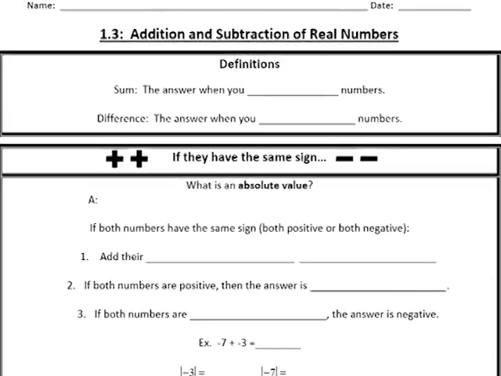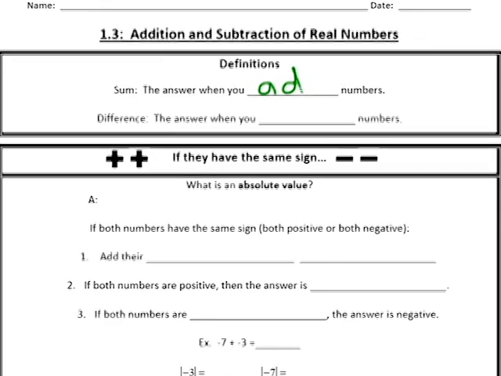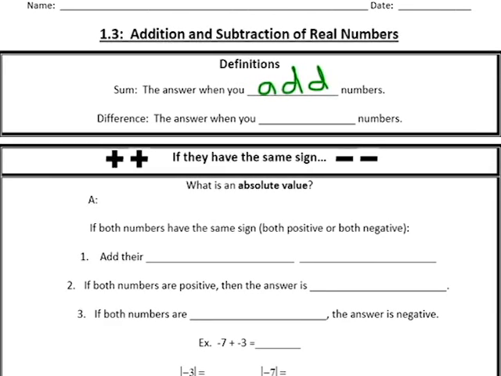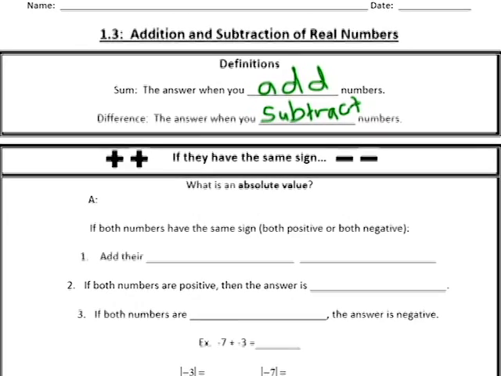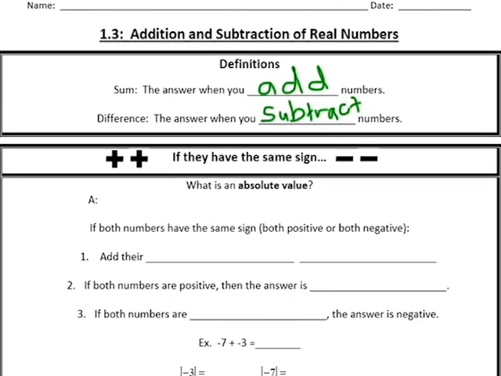Welcome back. Let's get on the same terms, vocabulary-wise. When you add two numbers, this is the sum. So the answer when you add numbers is the sum. The difference is when you subtract. These are the names for the two answers. An addition answer is called a sum. A subtraction answer is called the difference.